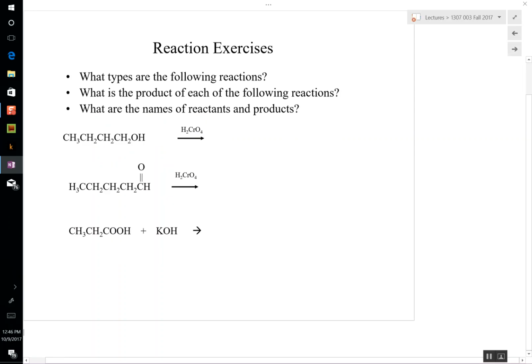Okay, here's the first one. Why don't you go ahead? We've talked about now the oxidation of a primary alcohol, an aldehyde, to form a carboxylic acid. So draw the carboxylic acid products here, and then finish out that reaction, the carboxylic acid reacting with KOH.